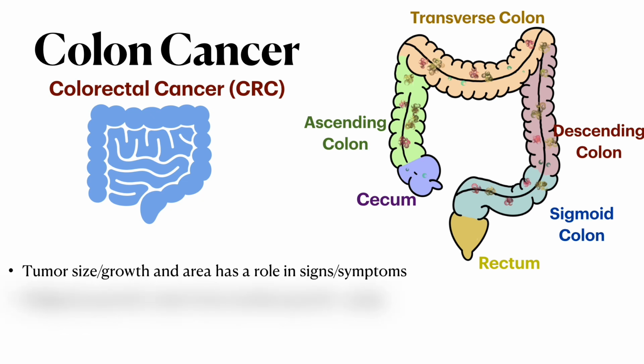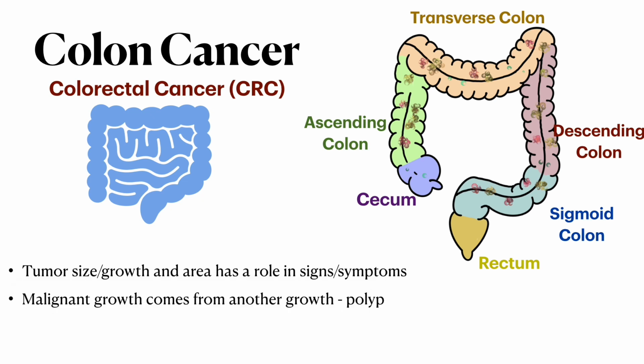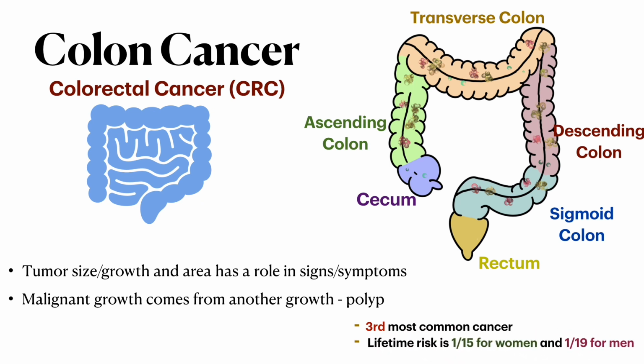And generally what happens here is that the malignant growth comes from another growth, meaning it comes from a polyp, not to be confused with diverticula. We'll talk about that in a sec, but it comes from a polyp. It's the third or fourth most common cancer worldwide. Lifetime risk is 1 in 15 for women and 1 in 19 for men, unfortunately.